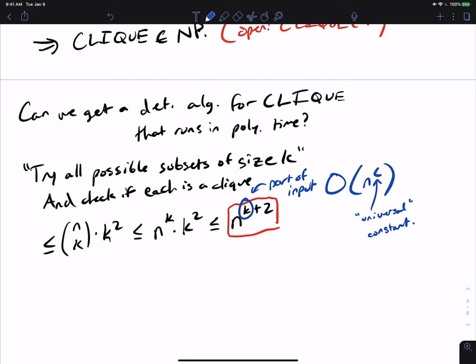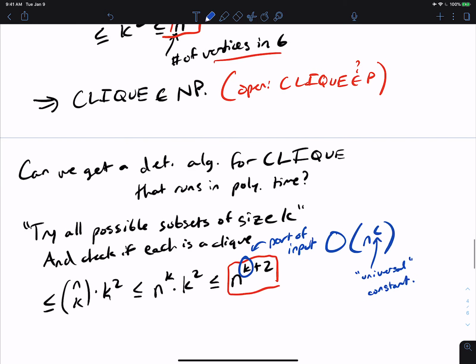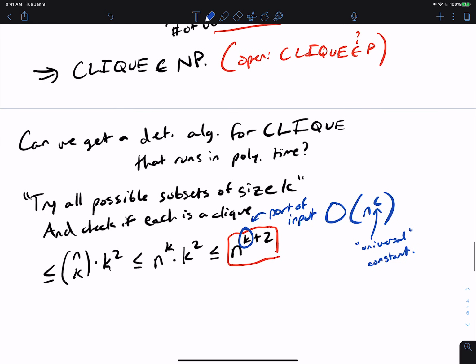And so the runtime is dependent on the input itself in terms of the exponent. If it happened to be n to the 3 or whatever, then that would be a polynomial time algorithm. But it's not here because this k could be anything. I can feed in whether a graph has a 50 clique or whatever. So there's no universal constant here that this runs in. Unfortunately, this is not a polynomial time algorithm.